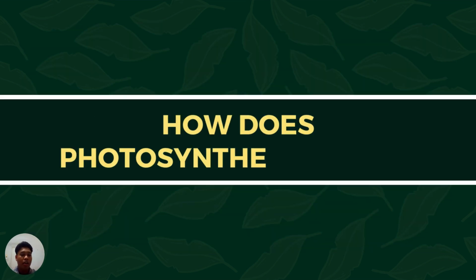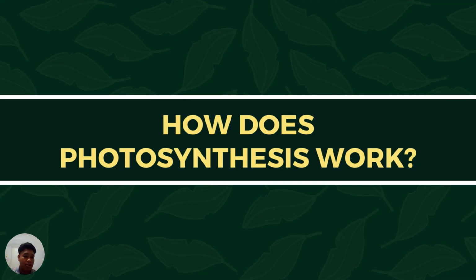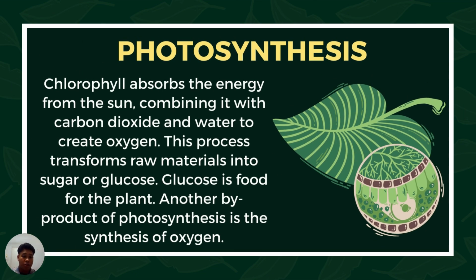So next is, how does photosynthesis work? Photosynthesis works because chlorophyll absorbs light from the sun, combining it with carbon dioxide and water to create oxygen. This process transforms raw materials into sugar or glucose. So what is glucose? Glucose is food, and another byproduct of photosynthesis is oxygen.